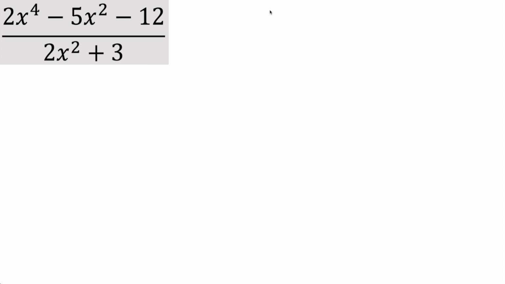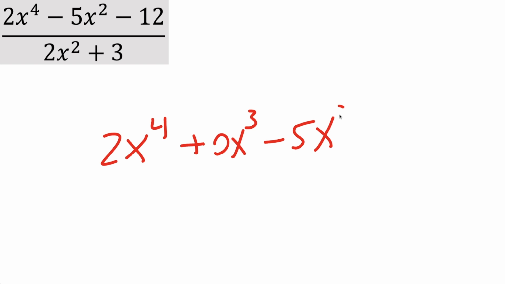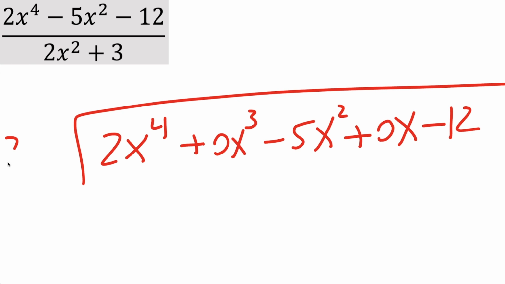This is the second one, very similar, but if you want to pause the video, feel free. So first step, we got to rewrite this as 2x raised to the 4th minus, now here the highest power was a 4, then a 2. There wasn't an x cubed. So what I'm actually going to do is put plus 0x cubed as a placeholder, minus 5x squared. Again, no x, so as a placeholder, I'll put plus 0x minus 12. It's being divided by 2x squared plus 3.